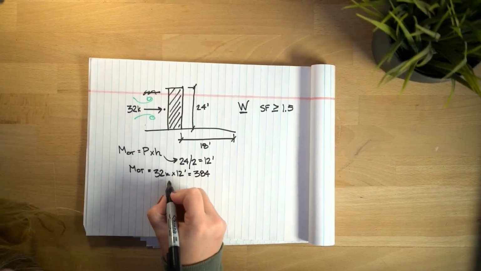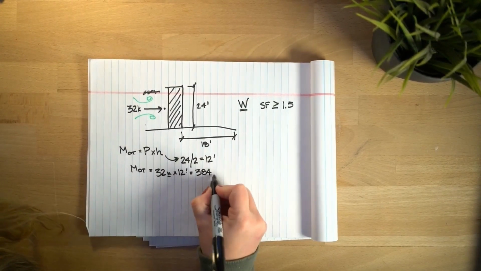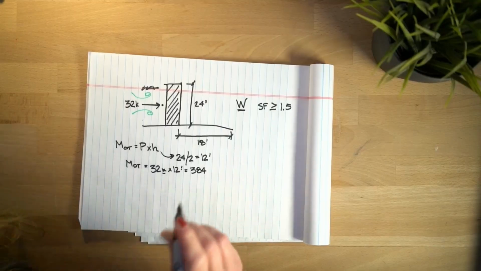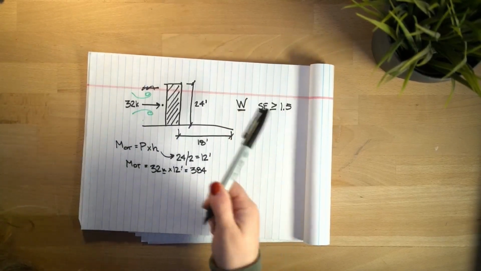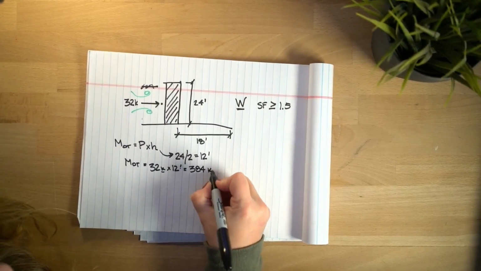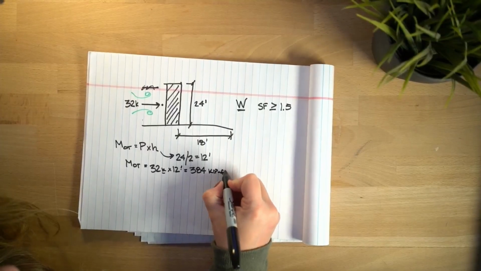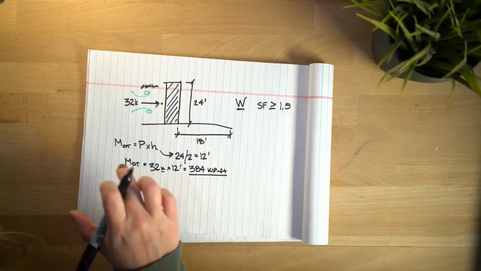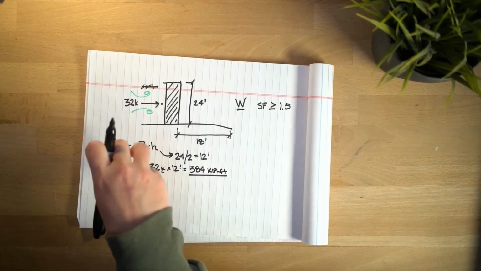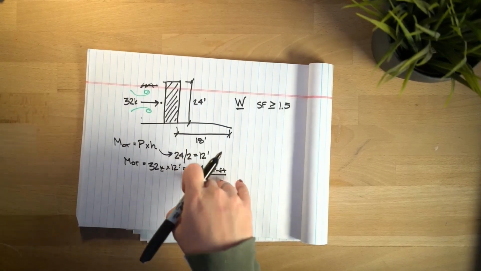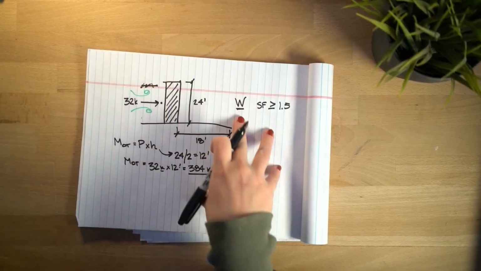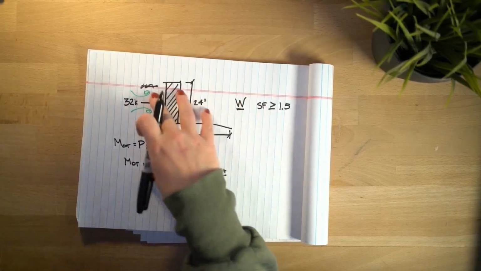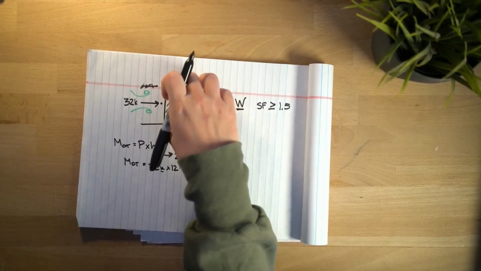384. Remember, the reason why we wrote our units is so we know what the final units are going to be. What are the final units? Yep, kip feet. That is the overturning moment, the amount of weight that's going to be forced upon this that is going to make this column fail.